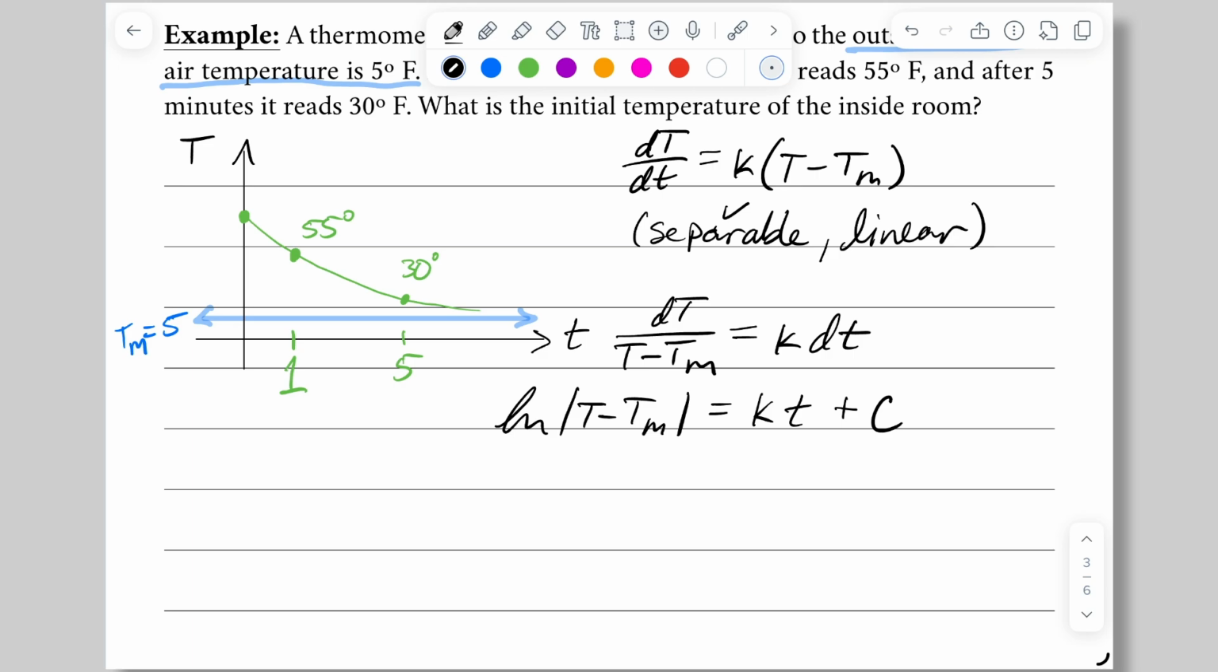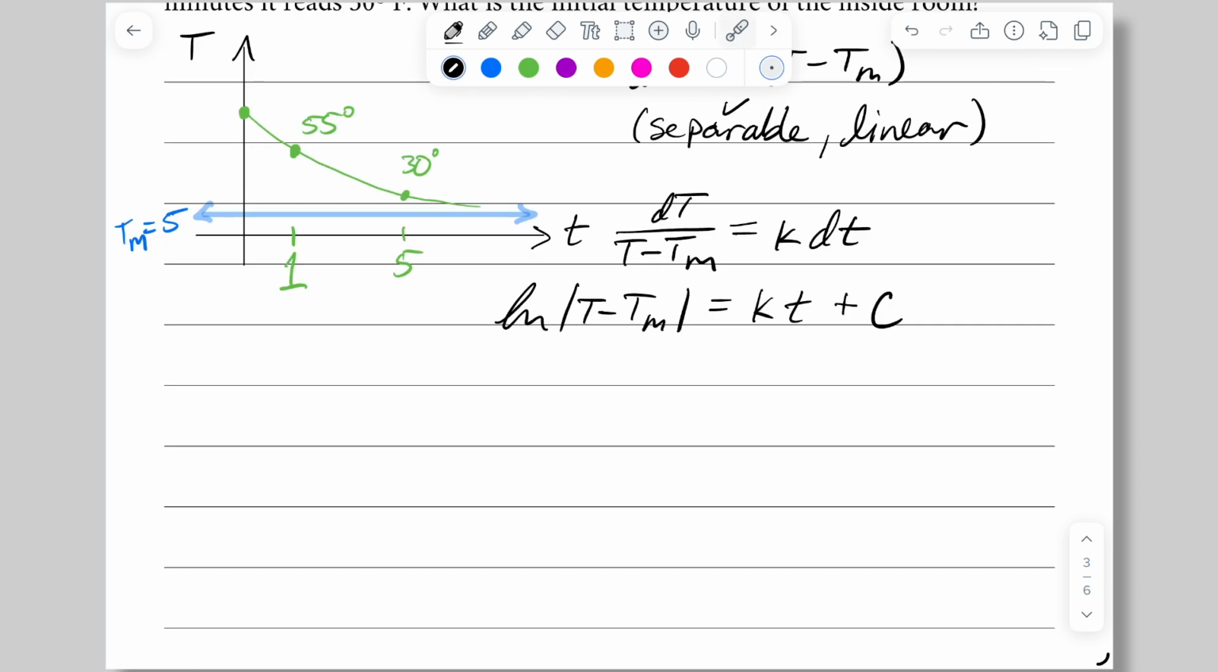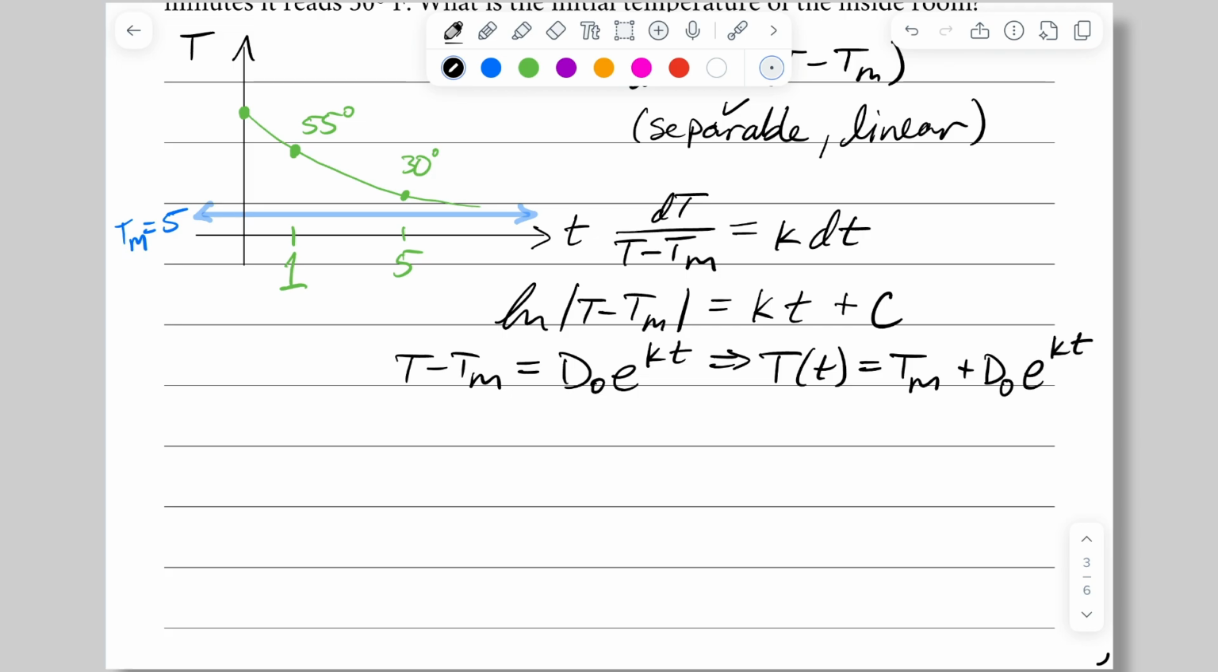plus a constant. Exponentiating both sides and using properties of exponents, as I've done several times throughout this course, we're going to get that T minus T sub m is equal to, I'm going to call this D e to the kt. And in fact, I'm going to call it D sub 0. Finally, we get that the temperature as a function of time is equal to the surrounding temperature T sub m plus D sub 0 e to the kt.